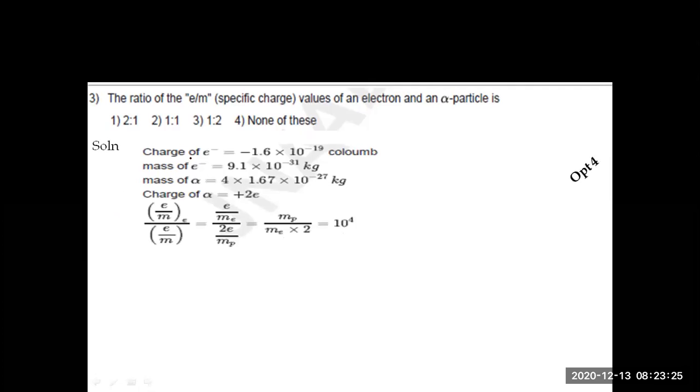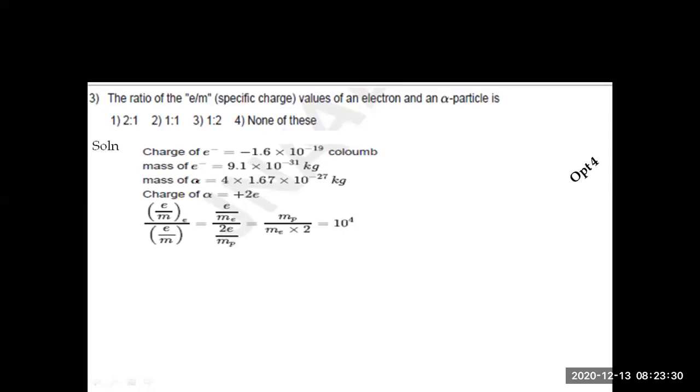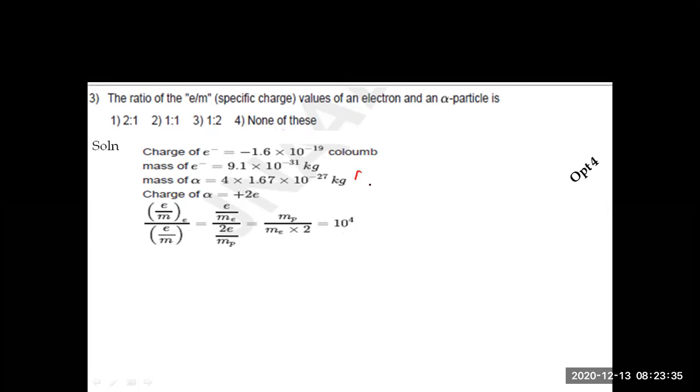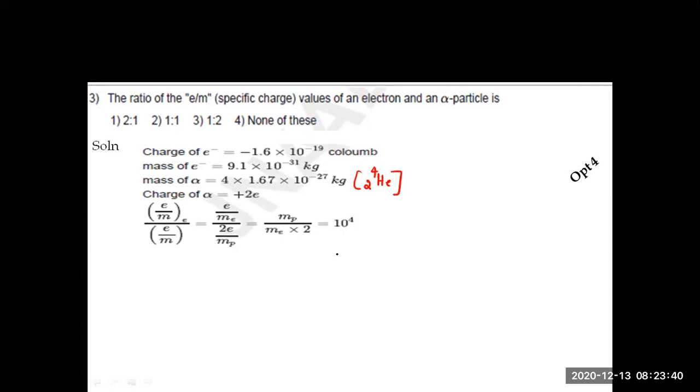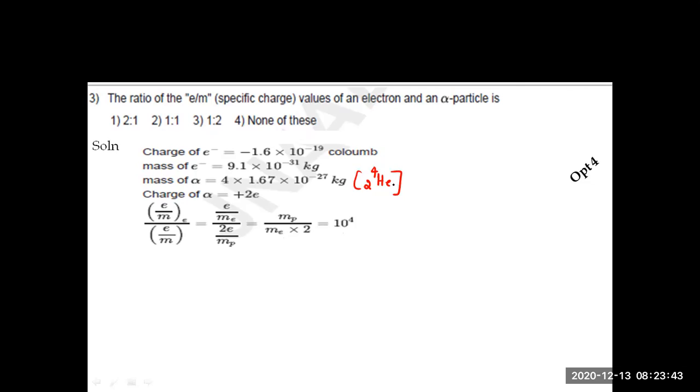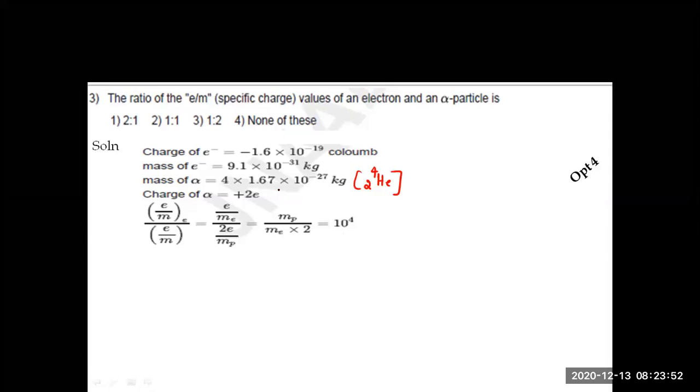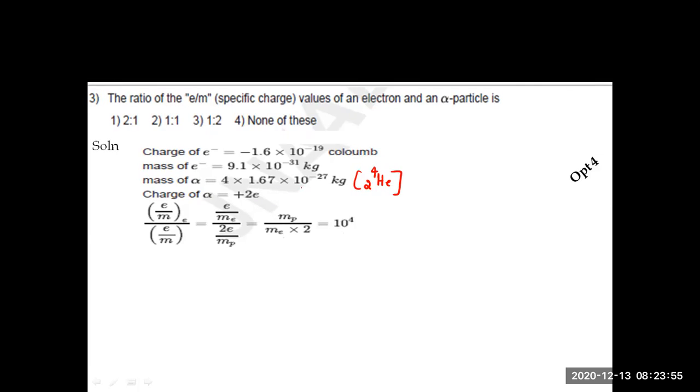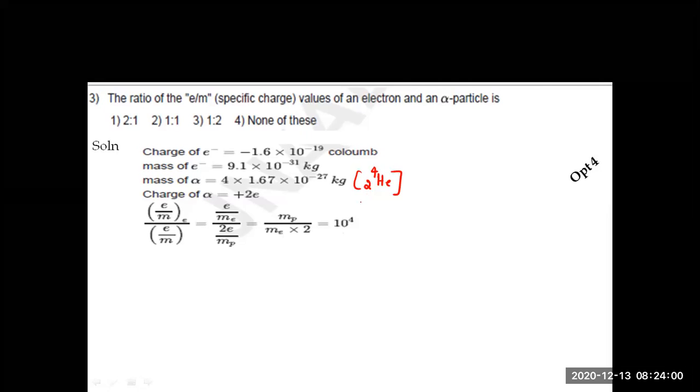How is that exactly? So you know this charge of electron, mass of electron, and mass of alpha particle, 2He4, right? So helium is 2He4. And what do you mean by 2He4? There are 2 units of positive charges in helium nucleus and 4 mass units. So therefore, mass of alpha particle will be 4 times the average mass of neutron and proton, and charge of alpha particle would be corresponding to 2 protons.